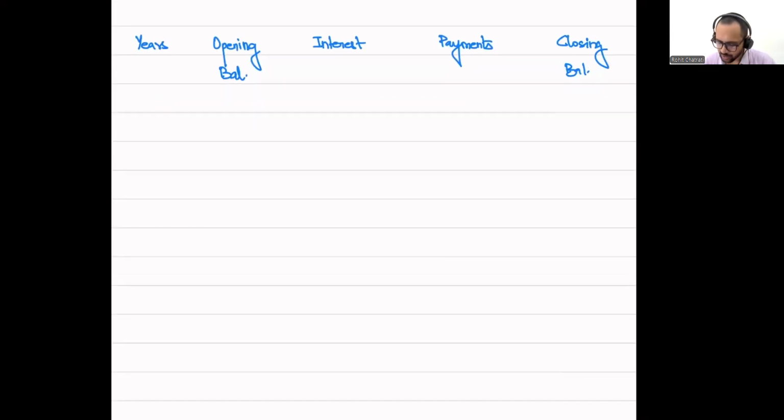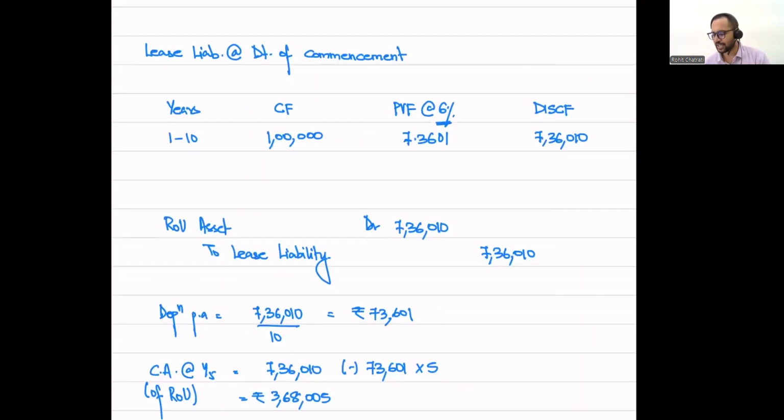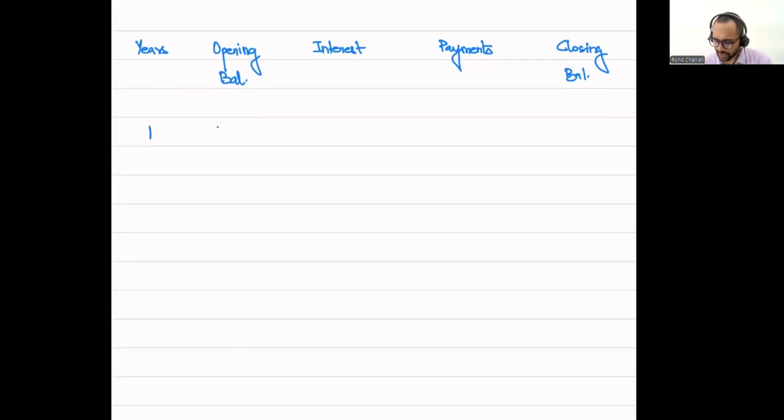Now, starting with year one, the opening balance for year one is basically the amount at which the liability would have been recognized. I recognized the liability at 7,36,010 rupees. So the beginning balance for year one is 7,36,010. The beginning balance for year one is nothing but the amount that you recognize today at year zero. Whatever amount at which you're recognizing the liability, that will become the beginning balance for year one.